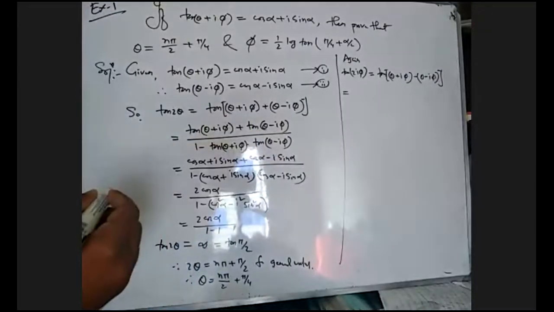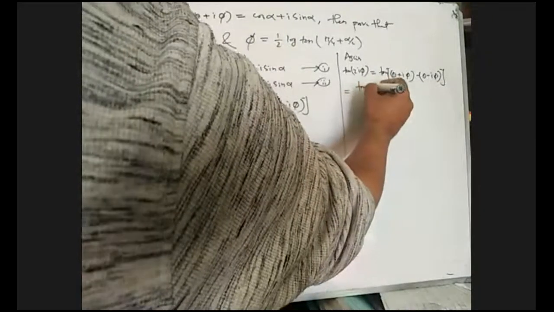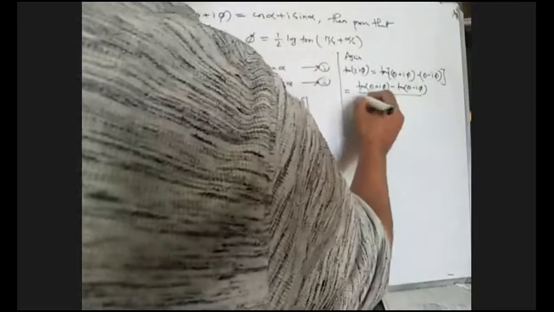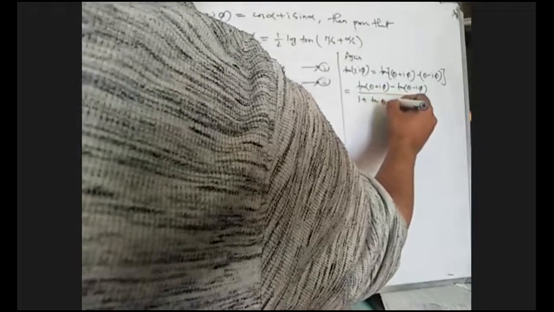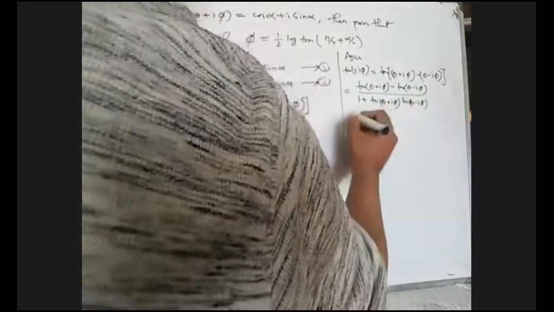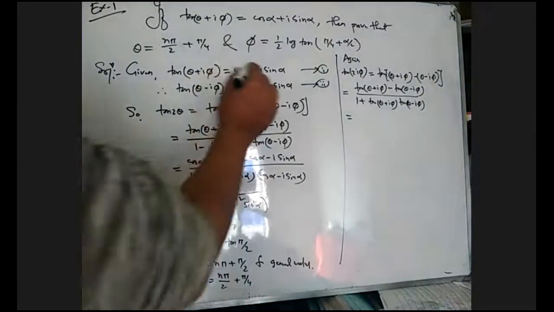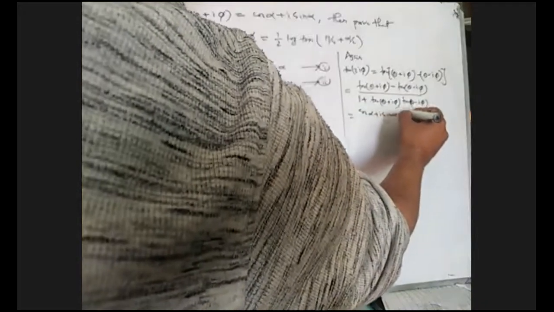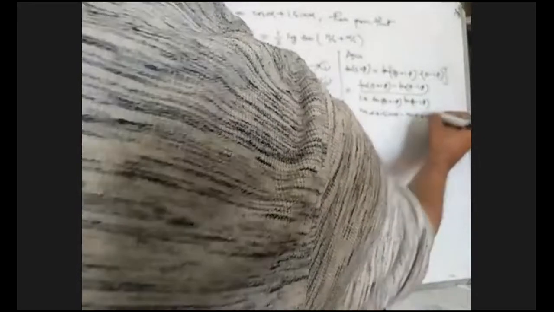So this formula can be written as the tan A minus B formula: tan A minus tan B over 1 plus tan A into tan B. Just putting these values from equations 1 and 2: cos α plus i sin α minus cos α plus i sin α, over 1 plus, this will be A plus B into A minus B formula.